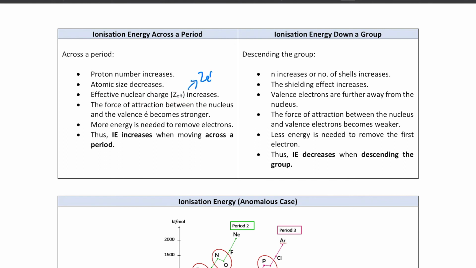Okay, so this one relate balik lah kepada formula Z effective equal to Z minus S, where Z equal to proton number. Okay, so kalau proton number meningkat, that means effective nuclear charge akan meningkat. Okay, and then when effective nuclear charge increases, the force of attraction between nucleus and the valence electron becomes stronger. Okay, so attraction antara nucleus dan valence electron tu makin kuat. Okay, and then bila attraction tu makin kuat, more energy is needed to remove the electron. Okay, so we can conclude that ionization energy increases when going across a period.